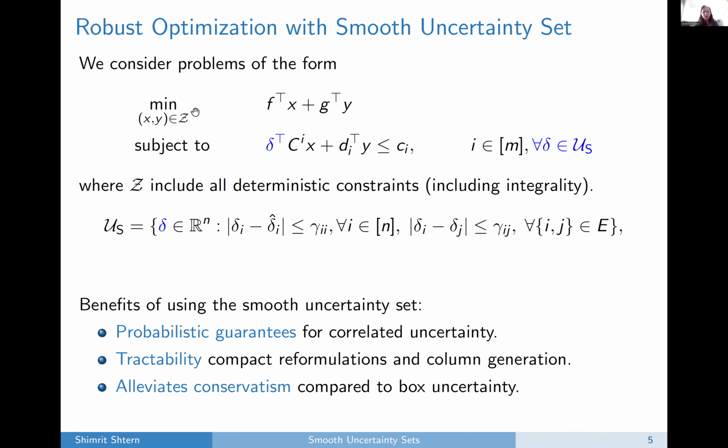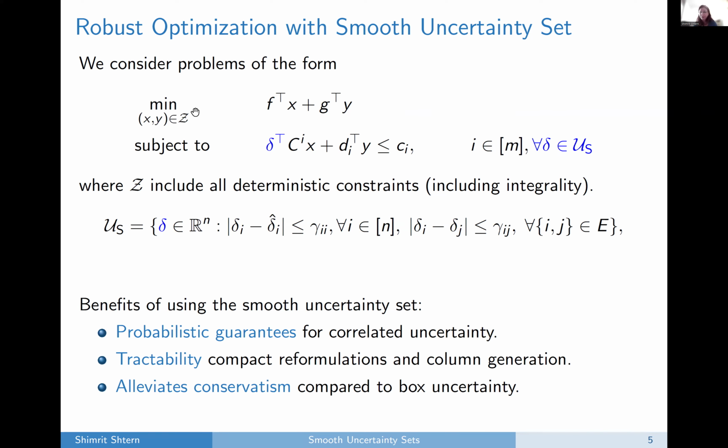And this talk will touch 3 points. One is giving some probabilistic guarantees for this uncertainty set, meaning, what can we say if delta is actually a random variable? What can we say about the solutions of this robust problem in terms of the random variable? We will talk about tractability. So this uncertainty set may have a large number of constraints because it depends on the number of edges, and the number of edges can be large. And we show a compact reformulation and a column generation algorithm to solve this problem.